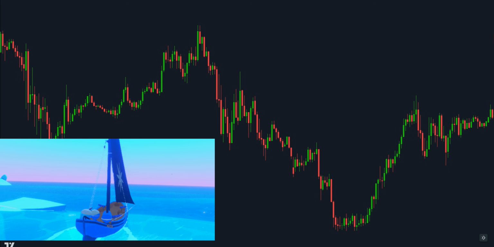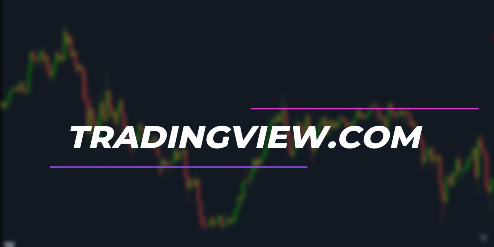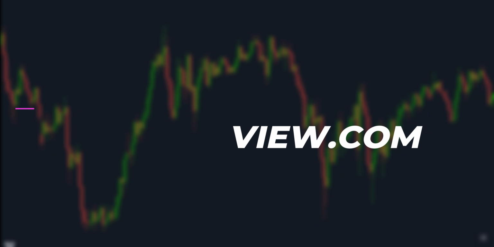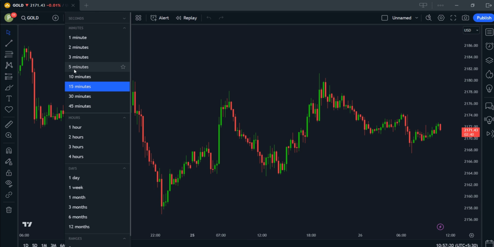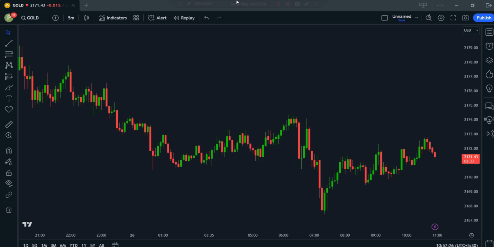We won't bombard you with complicated jargon. This strategy is all about simplicity and power. We'll be using TradingView, your one-stop shop for all things charts, and focusing on the gold on a 5-minute time frame. But the beauty is, you can adapt this strategy to other markets and timeframes too.